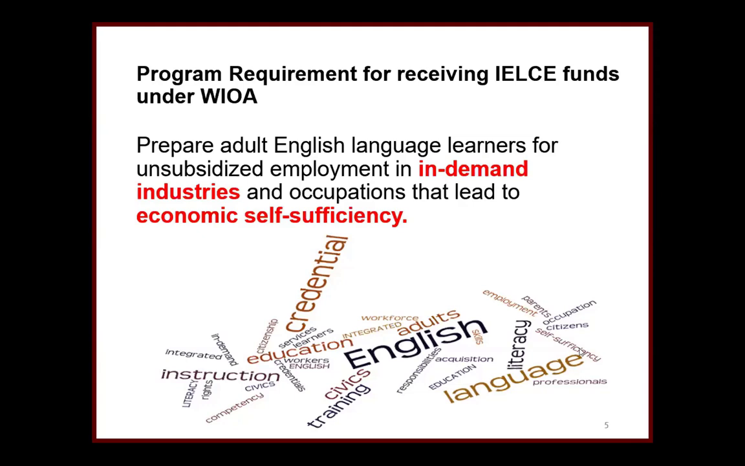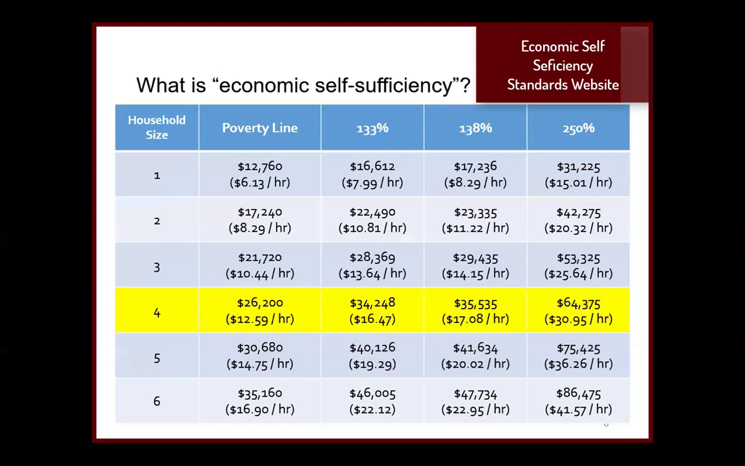I'm just going through this part of it before we get into the actual weeds of what the course looks like to make sure we all have the same language and what the expectations are for an IELCE program. So economic self-sufficiency means that they are not having to be on government assistance. They don't qualify because they make too much money. And that is a moving target.